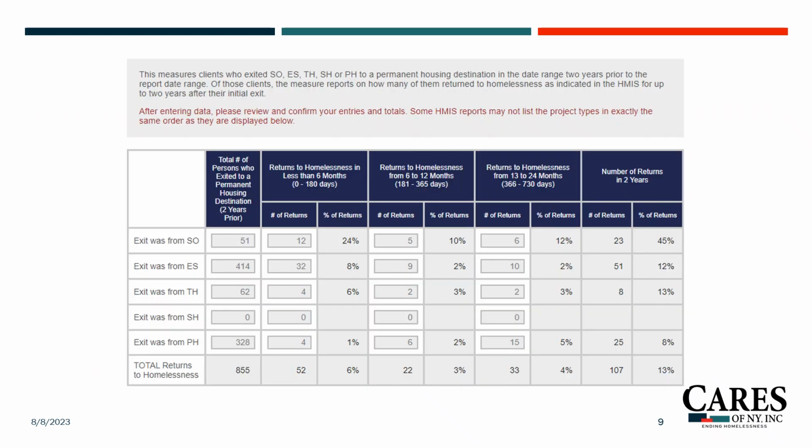Again, this is what the measure looks like when we submit to HUD. I do believe that this measure isn't entirely reflective of returns to homelessness, as we talked about on the previous slide, as someone who exited emergency shelter to a permanent housing project could be counted here. But it is important to look at this measure to determine who is moving from one project to another versus who is discharged and then actually returned.